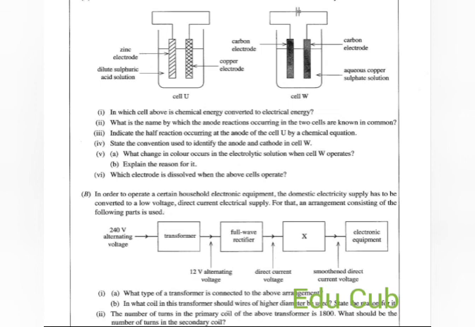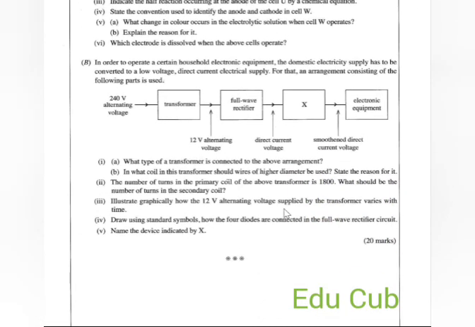Here, part B, let's move to part B. In order to operate a certain household electronic equipment, the domestic electricity supply has to be converted to low voltage direct current electric supply. For that, an arrangement consisting of the following parts is used. First of all, you have to carefully observe the diagram they have given to you. Okay.